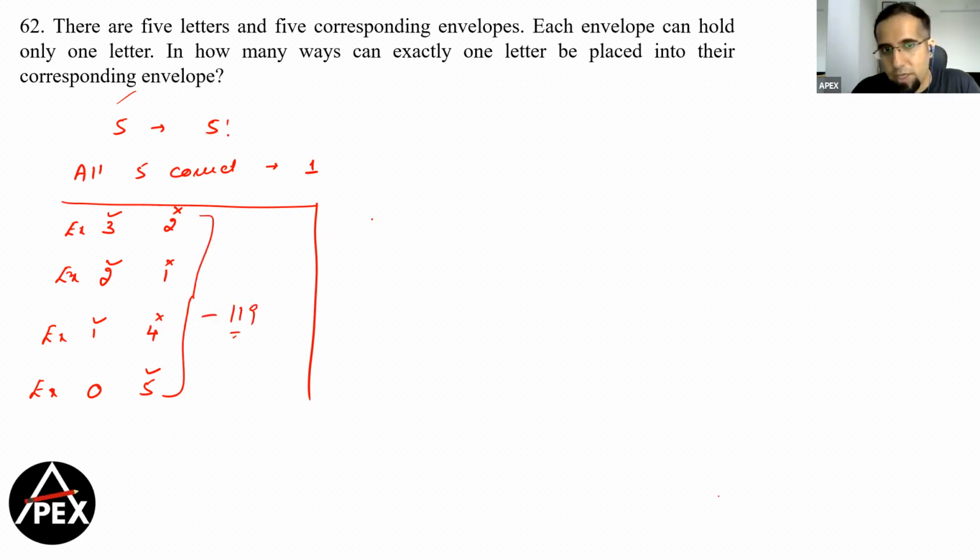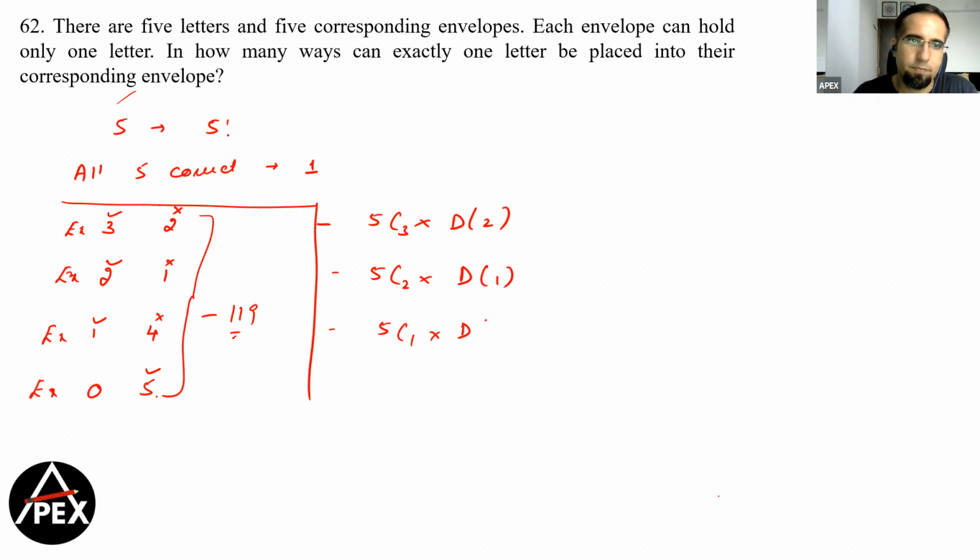So derangement of 3 gave me 5C3 into D of 2. Derangement of 2 will give me 5C2 into derangement of 3. Similarly, 5C1 into derangement of 4. Sorry, this is 2 and 3. Clear? And this will be derangement of 5.